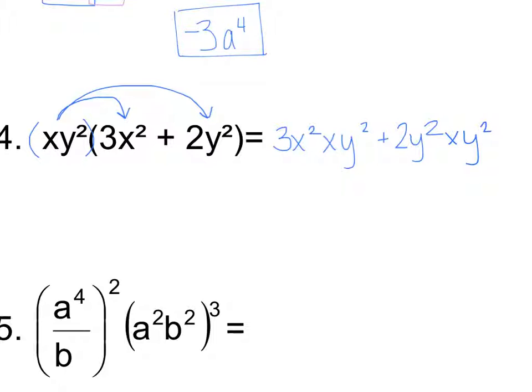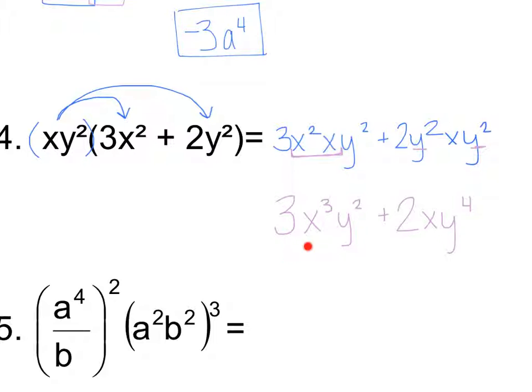All right, let's see what we can combine in each term. So we can combine these two right here, so that makes 3x cubed based on law 1, y squared, and here we've got the y's we can combine, so plus 2x y to the 4th.